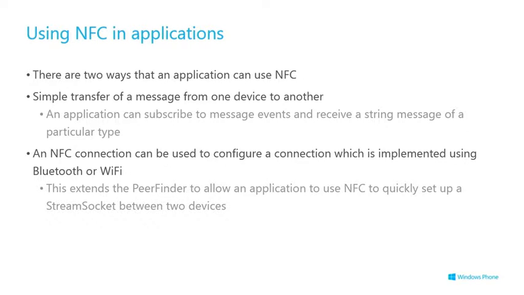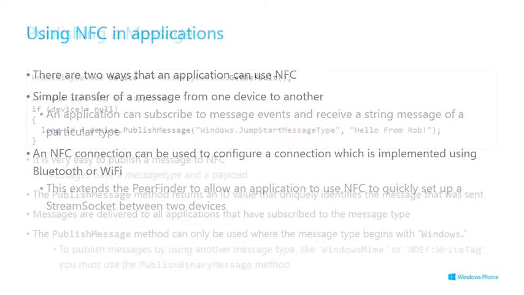Like I said, expanding on that. Simple message transfer. To enable that, you have to have a message type, a publisher and a subscriber. An application can subscribe to these message types, which are just strings, and then receive that string message. Or you can use it as a tap to connect, where our old friend, the Peer Finder API, can be used in this mode to quickly set up a stream socket between 2 devices. So you end up with the same scenario we looked at with Bluetooth, except you're using a tap to initialize and set that connection up.